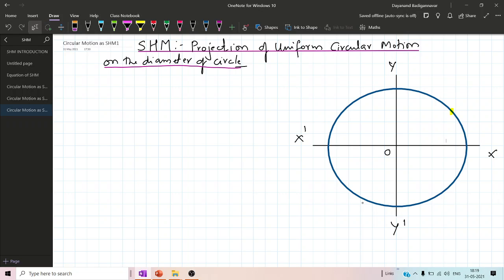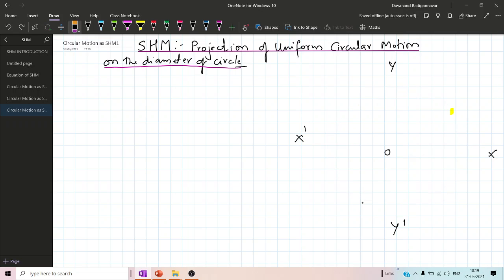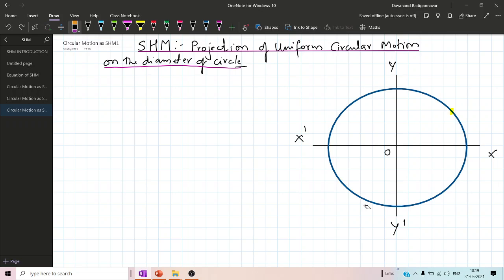Okay, so I have the mass at point P now. Initially the point P was at X. Now what has happened? It has moved to a new point P. So the mass was at X, and now it has moved to a new point.